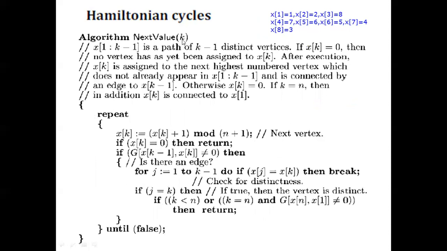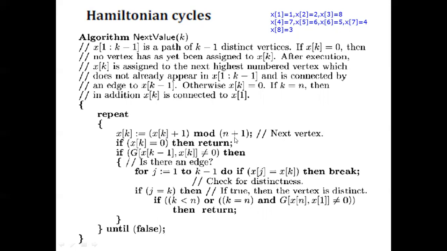Next 1, here 1 will come. Here also, repeat until false, it is going to repeat, right? See here. Here this is going to get the value for x of 1. Initially x of 1 it will assign as 0. X of 1 equals x of 1, its value is 0, 0 plus 1. 0 plus 1 is 1.